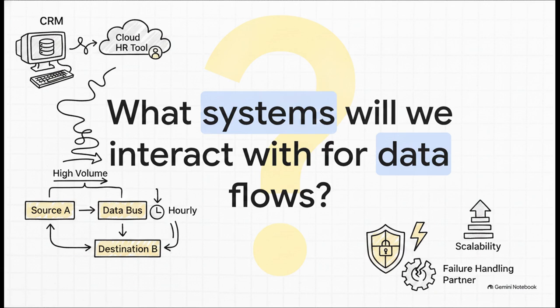And don't forget the non-functional requirements here, like security and scalability. If a partner system goes offline, does your system gracefully degrade, or does the whole thing just crash? You gotta map that out right now.